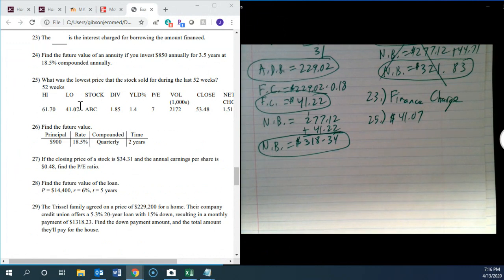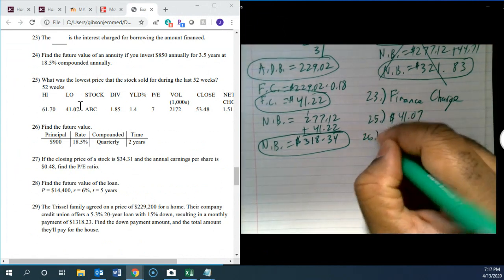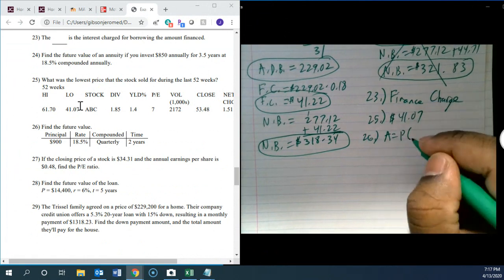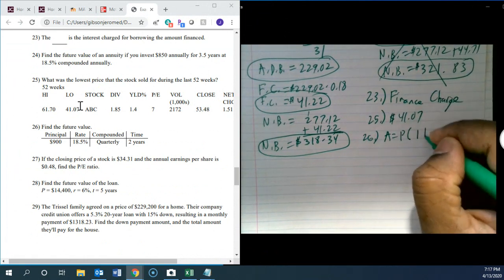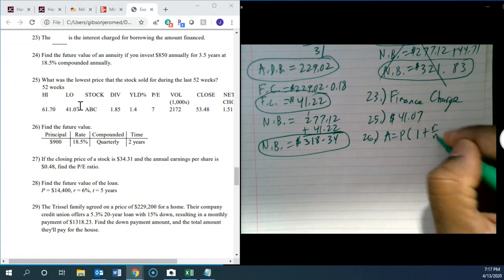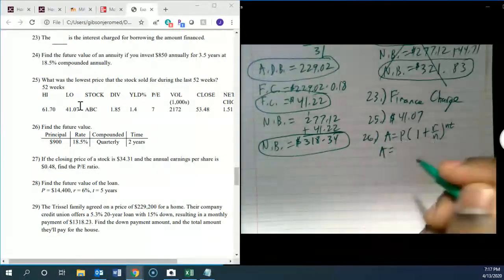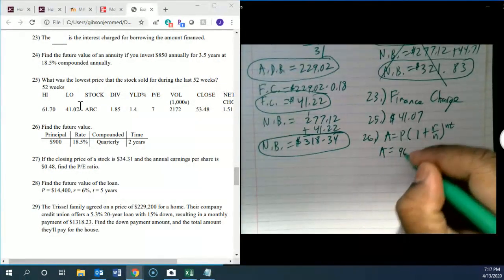Now 26, it says find the future value. Now if you notice here, this is compound interest. And they just want us to find the future value. They don't want us just to find the interest. So we do not have to subtract off the principal. So for 26, we have the future value is equal to the principal times 1 plus R over N to the NT power. So with 26, the principal is $900.